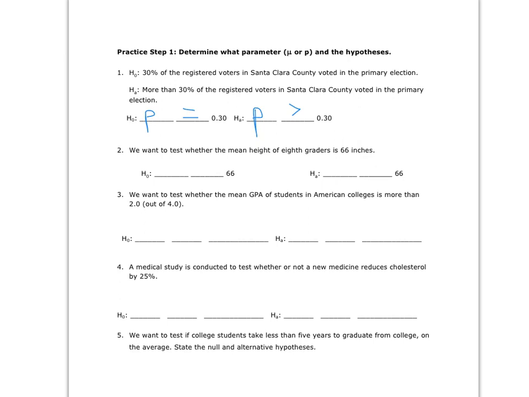Okay, this next one, we want to test whether the mean height of 8th graders is 66 inches. So is it mean or is it proportion? Well, it tells us that it's mean, so we can fill that in on both the alternate and the null. They're both going to be about mu. Now, we only have one choice for this symbol on the null. It has to be equals. This statement doesn't say anything about greater than or less than 66 inches, so in the alternate, it's going to be not equal to 66.